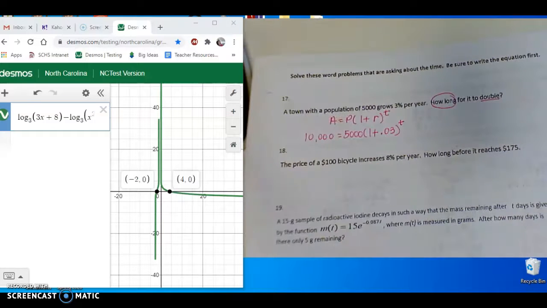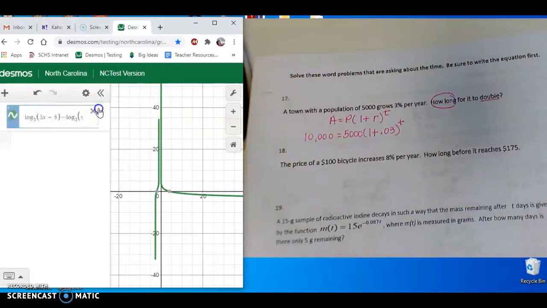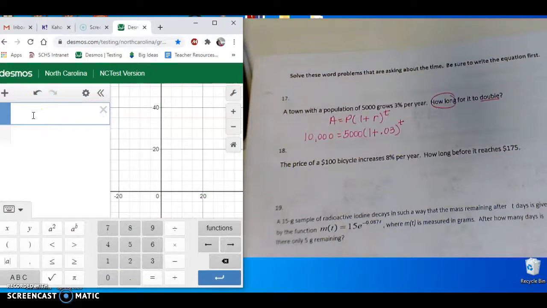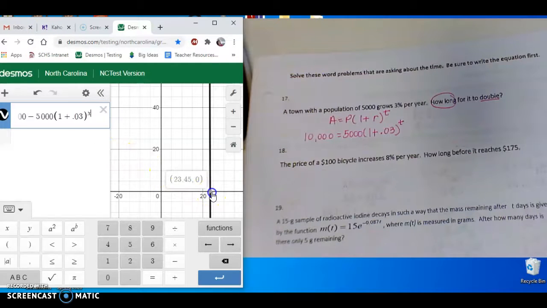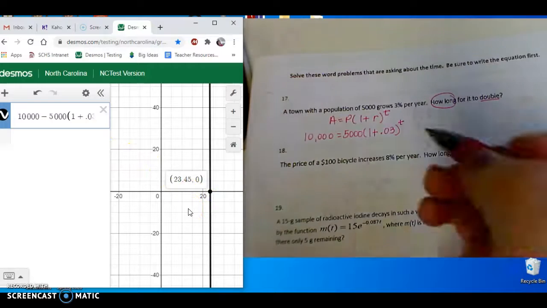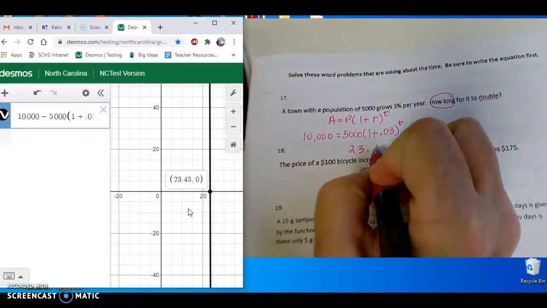Okay. Now, I want to show you both ways to solve it, but I want to show you very quickly. I think it's easiest just to put it in Desmos. So, if I were going to do this one, I would put 10,000 minus 5,000, 1 plus 0.03 raised to the t. Oh, x. Anytime we got a t, we put an x. And then our answer comes out right there. It's 23.45.